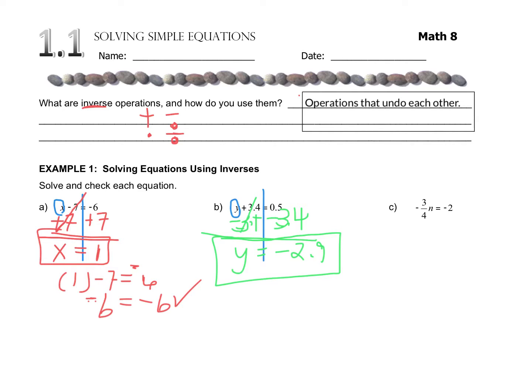All right, one more up top here, and then we'll keep moving down. So this one's a little bit trickier because now I see a fraction and then a variable. But remember, anytime I have a number next to a variable, this means multiplication. Okay, so with that in mind, the opposite of multiplying is dividing. So what I'm going to do is I'm going to divide by negative 3/4 on both sides.